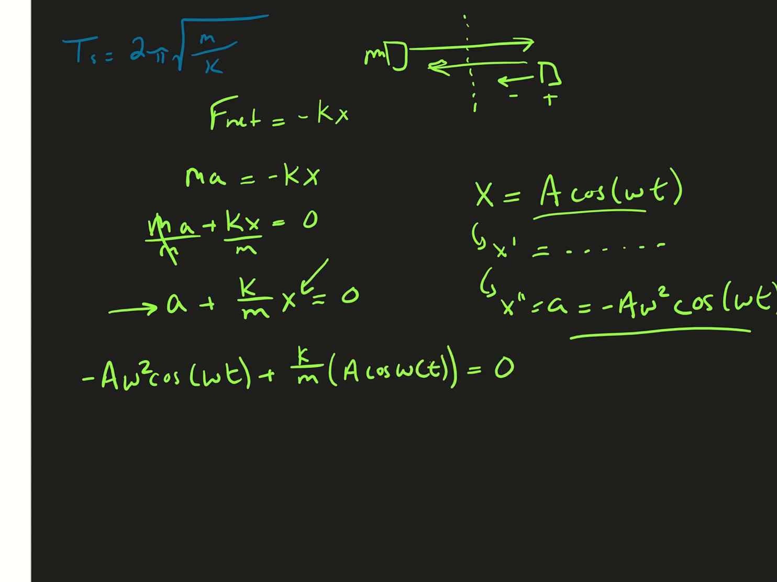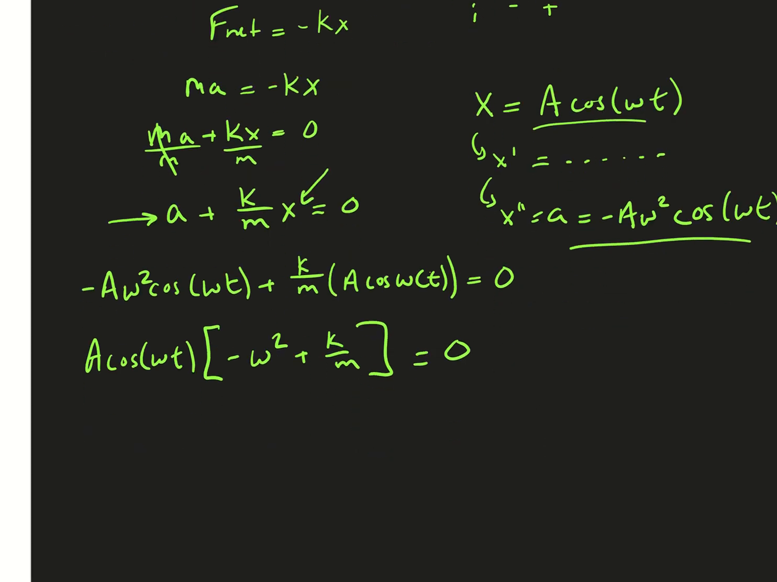And then, since it's equal to 0, I'm going to go ahead and factor out what I can. They both have an a and a cosine of omega t in common, so I'm going to pull out the a cosine omega t. That would leave me with negative omega squared plus k over m, and then this whole thing, of course, equal to 0.